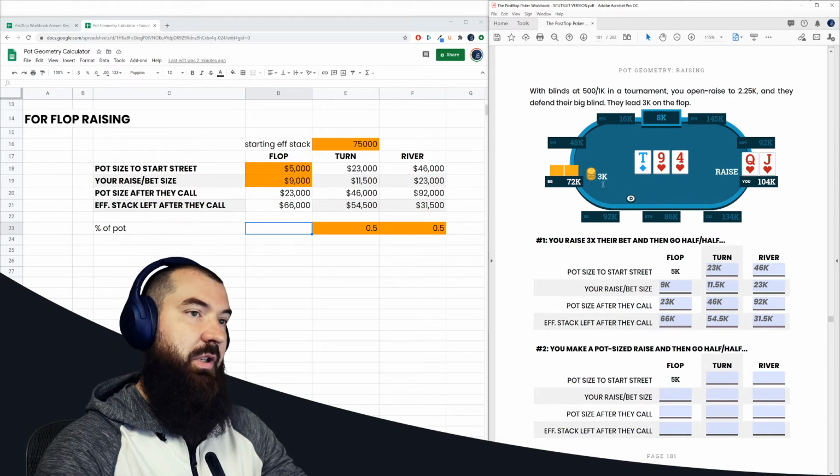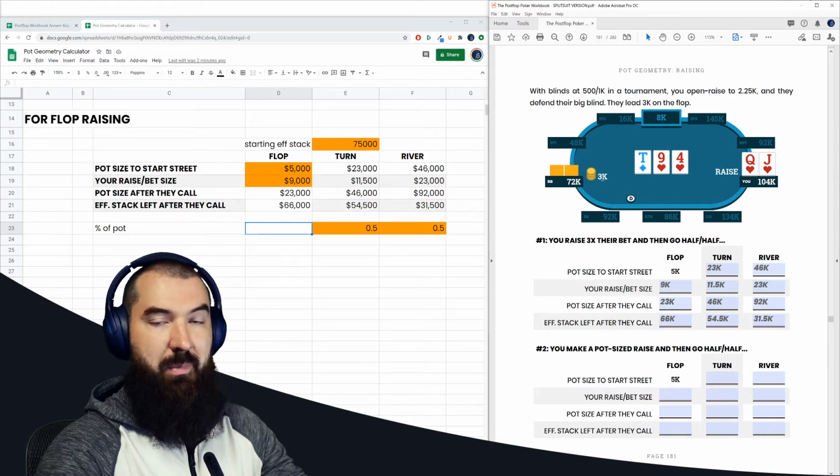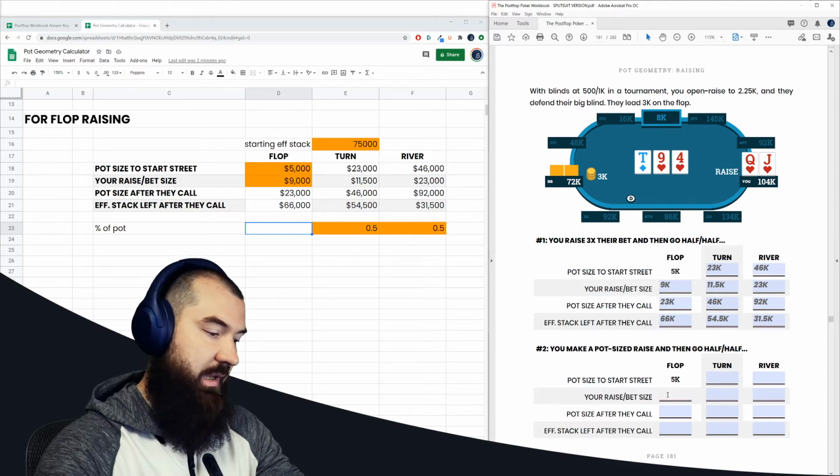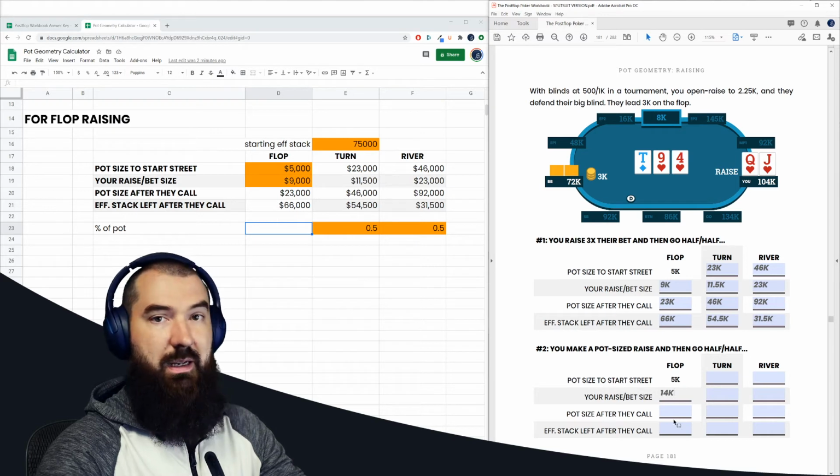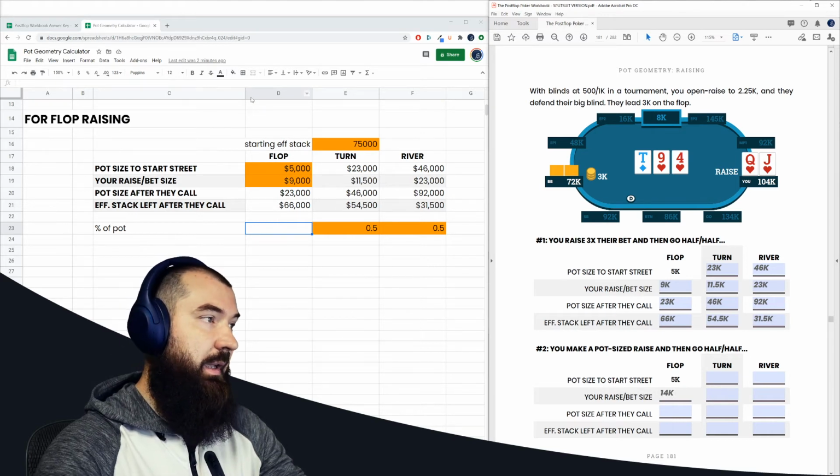So in this situation, that would be 3 times their 3k bet, so that's 9k, plus whatever the tail is, which was the original 5k, so 9k plus 5k gets us to a 14k total raise size in this spot. And then again, we can just fill out the entire thing and go from there in the automated spreadsheet, very simple.